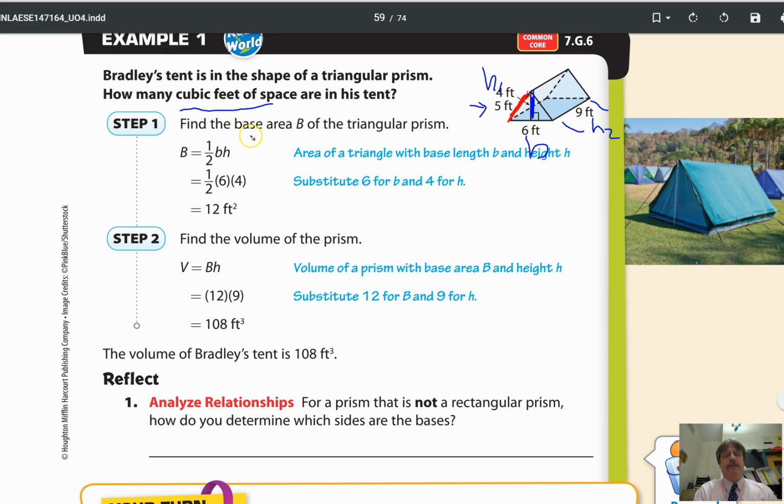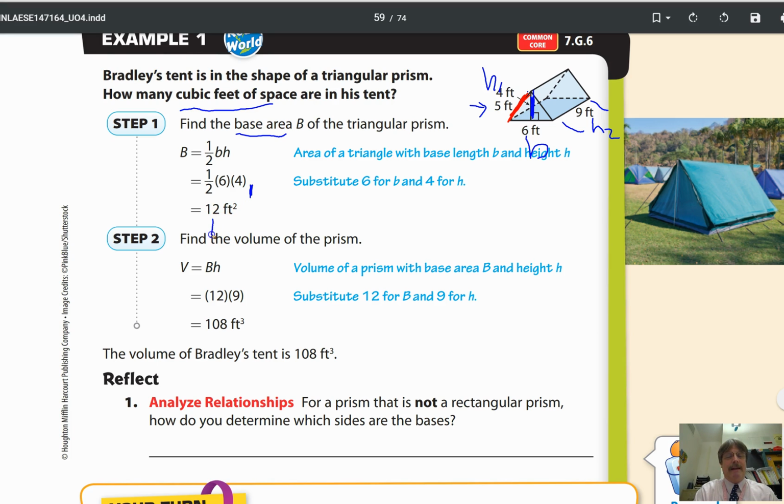For area, the first thing we do is find the base area, which is this front right here. We substitute our numbers in the formula: 1/2 base times height. The base is 6 feet. The height is 4 feet. Remember, we're using H1 here. You go through the multiplication, and the area is going to be 12 square feet.